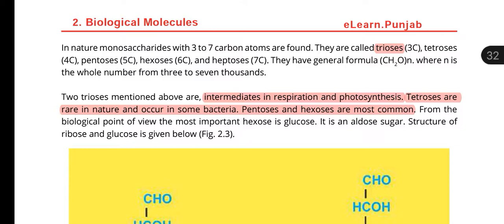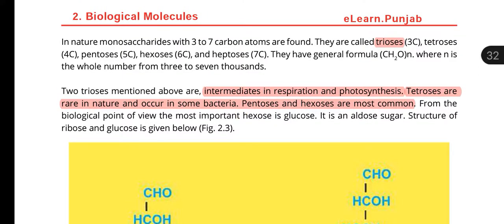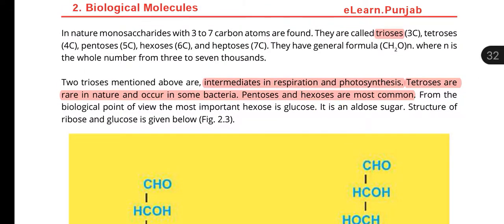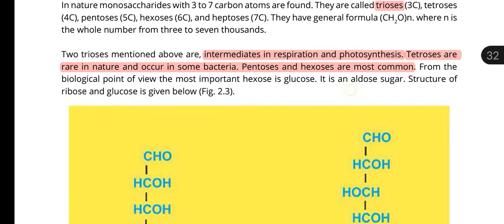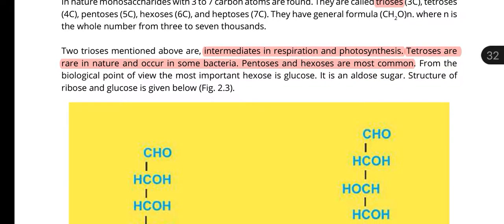You can say that ribose is a pentose and the most common hexose is glucose. From the biological point of view, the most important hexose is glucose. It is an aldose sugar, so it contains an aldehyde group, and fructose is a keto sugar, which is also a hexose. Keto hexose is fructose, and the aldo sugar is called glucose.